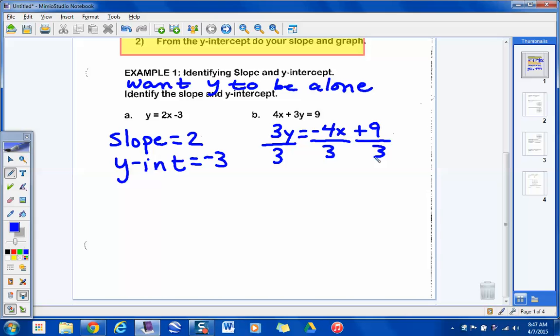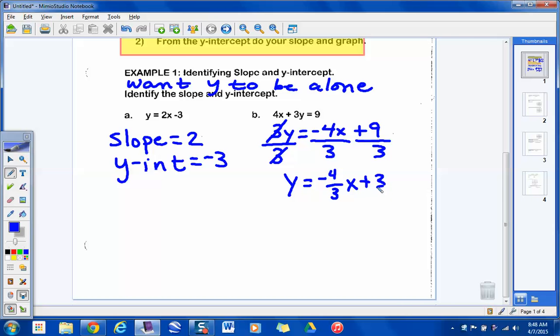Okay, first part on the left, what's going to happen to your 3s? They become y. So on the left side, we just have a y. Very good. Is negative 4 divided by 3? Does 3 go into negative 4 wholly? No. So just leave it as a fraction. Negative 4 over 3 times x. You guys okay with that part? How about the last part? 9 divided by 3? 3. So plus 3 on the end.